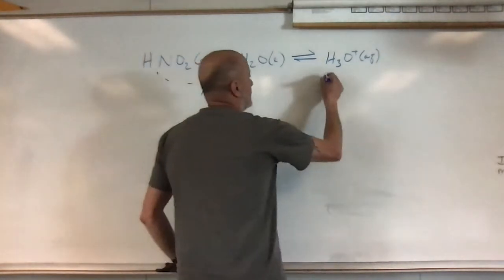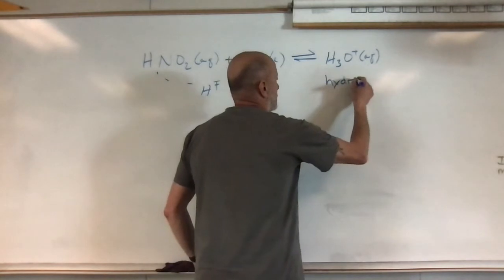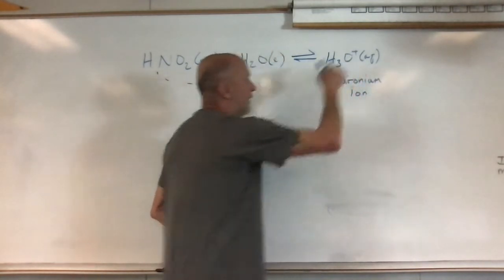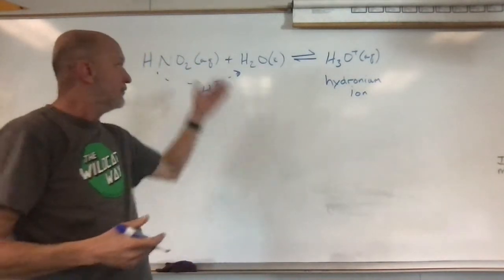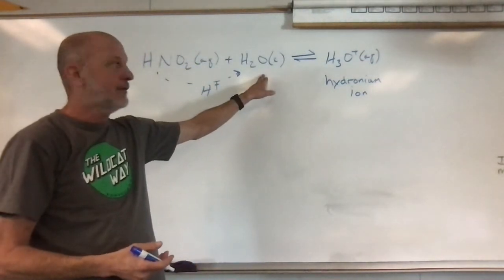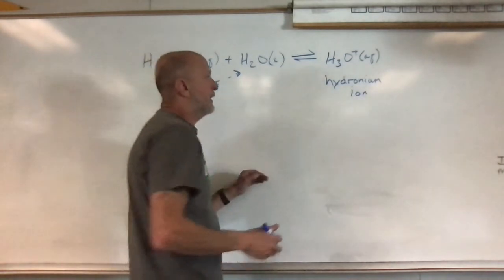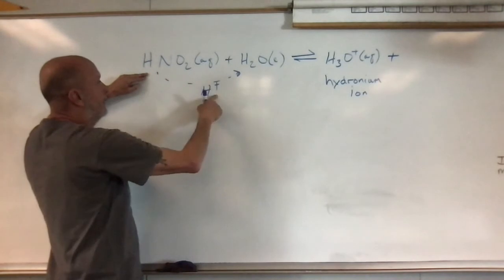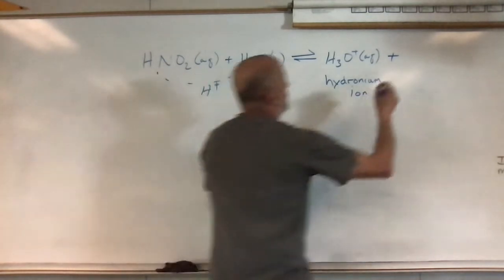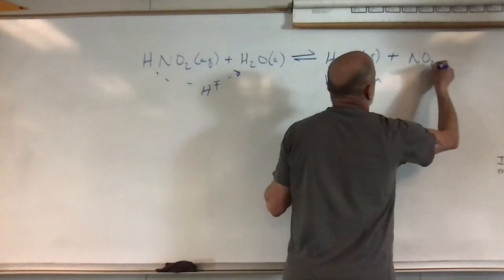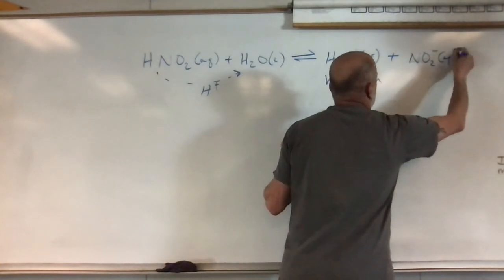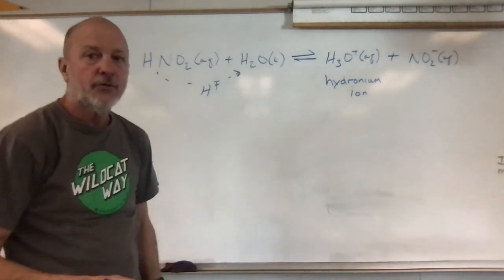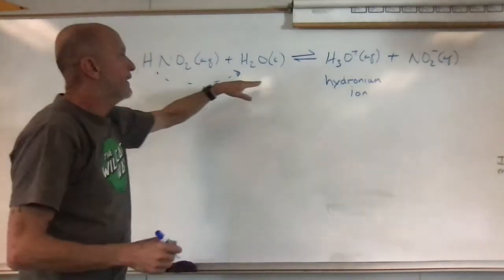So let's give it its name. It is the hydronium ion. It is a water molecule that has accepted a proton. Here's my hydronium ion. What's left? If I lose H and a positive charge, NO2 minus. That is the nitrite ion in solution. So here is the reaction.